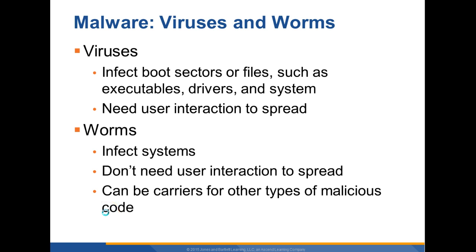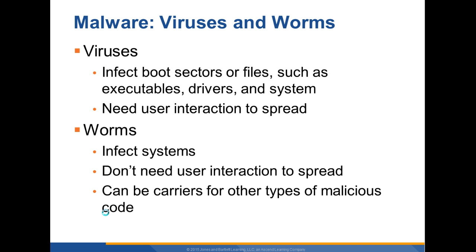Viruses and worms. Viruses infect boot sectors or files such as executables and drivers in your system. They need user interaction to spread. They spread file to file upon opening. They may spread to other systems through email or network shares. But the main thing about a virus is that it is spread by you committing a discrete act, in other words, opening a file, typically by opening an attachment to an email, but opening any file that contains a virus will cause it to spread onto your system.